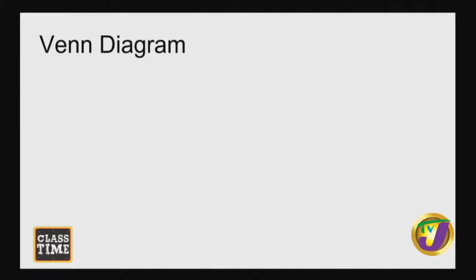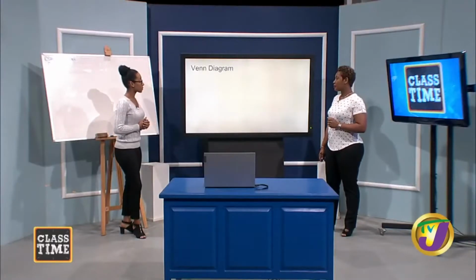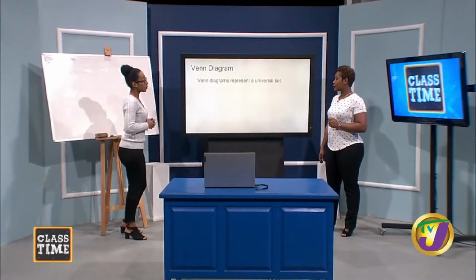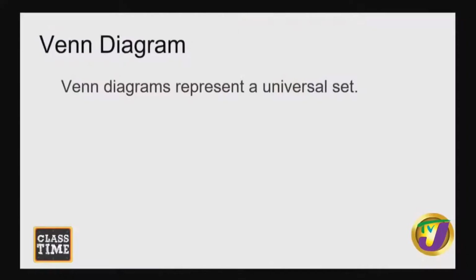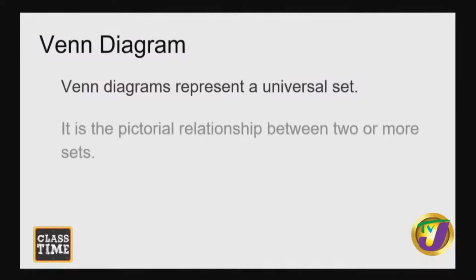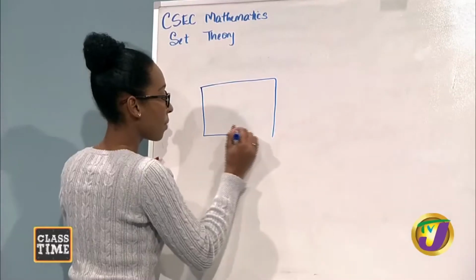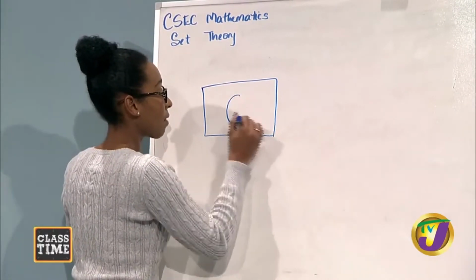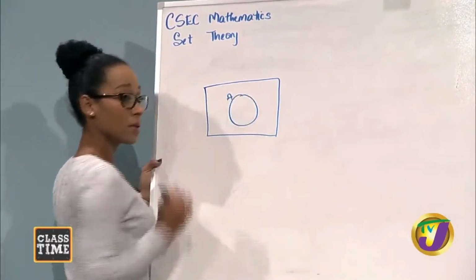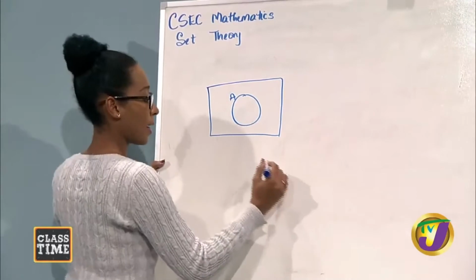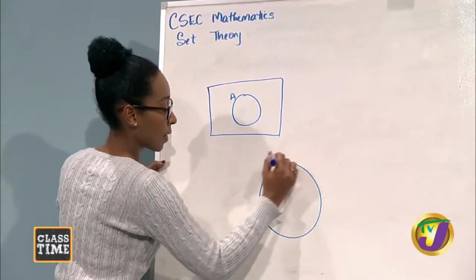All right, cool. Let's take a look at Venn diagrams. Venn diagrams represent a universal set. It is also a pictorial relationship between 2 or more sets. And the universal set is represented by a rectangular region and circles. Let's see if we can sketch something looking like a Venn diagram. So the rectangle represents the universal set. That big rectangle is universal there.